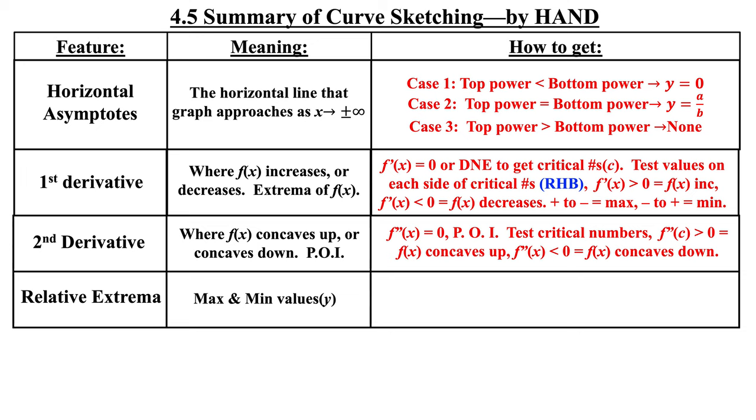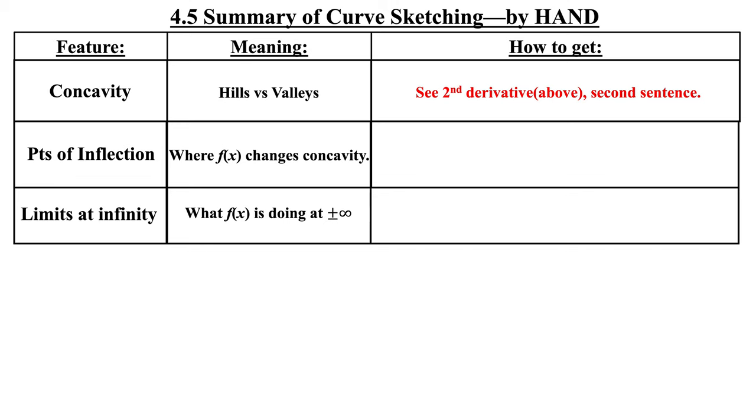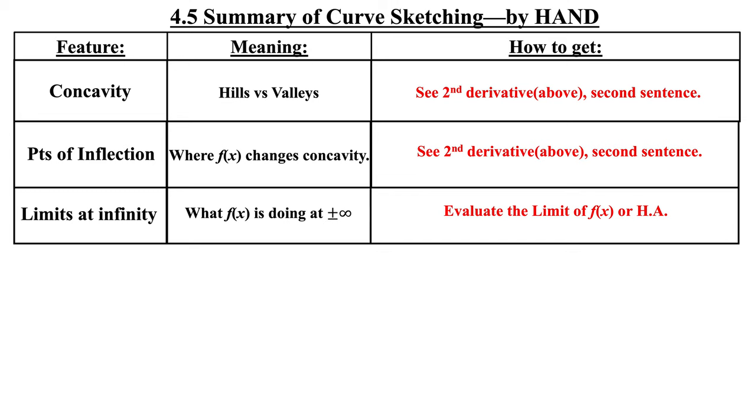Max and min values, that's your first derivative test from above. Concavity, hills and valleys, second derivative above, second sentence. Points of inflection where f of x changes concavity, again, same thing as we did earlier, second derivative test. And limits at infinity, what is f of x doing at positive or negative infinity? This is going to be your horizontal asymptotes or your limits of f of x.